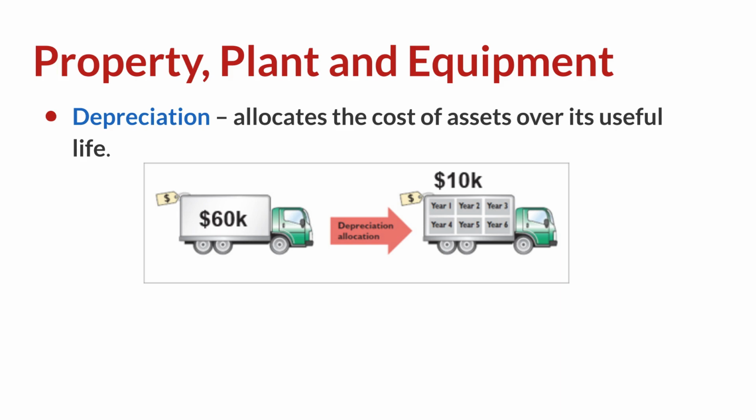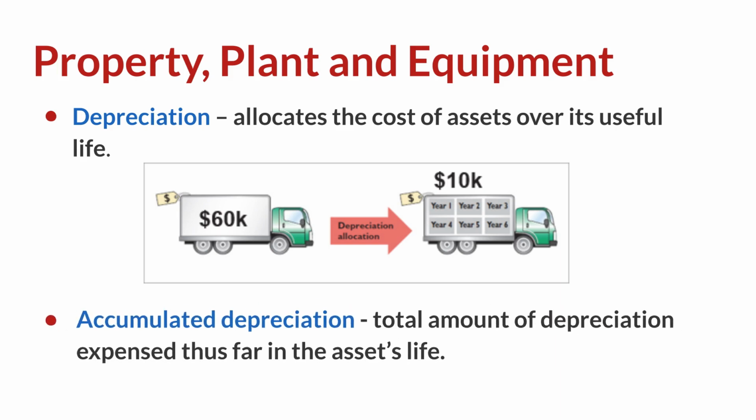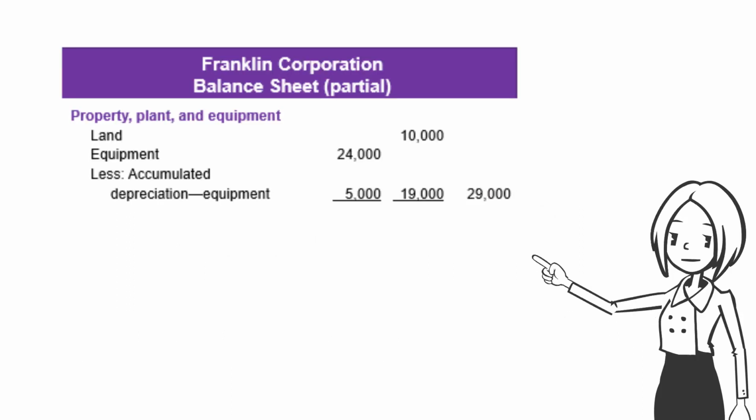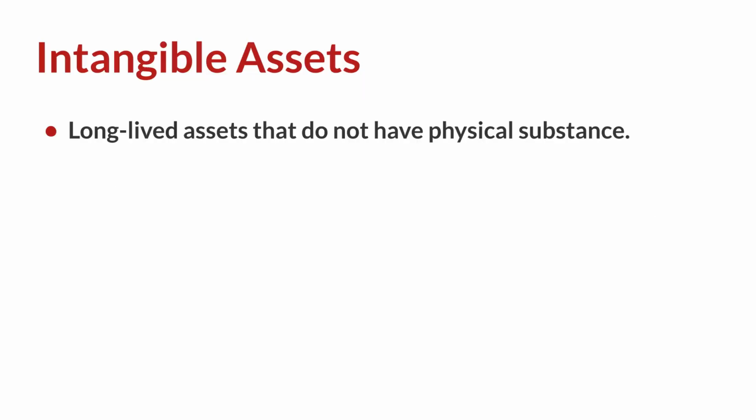The assets that the company depreciates are reported on the balance sheet at cost, less accumulated depreciation. The accumulated depreciation account shows the total amount of depreciation that the company has expensed during the asset's life. Franklin Corporation reported property, plant, and equipment of $29,000. Land cost $10,000, and the equipment cost $24,000, which was reduced by accumulated depreciation of $5,000 for a net book value of $19,000. Intangible assets are long-lived assets that do not have a physical substance.